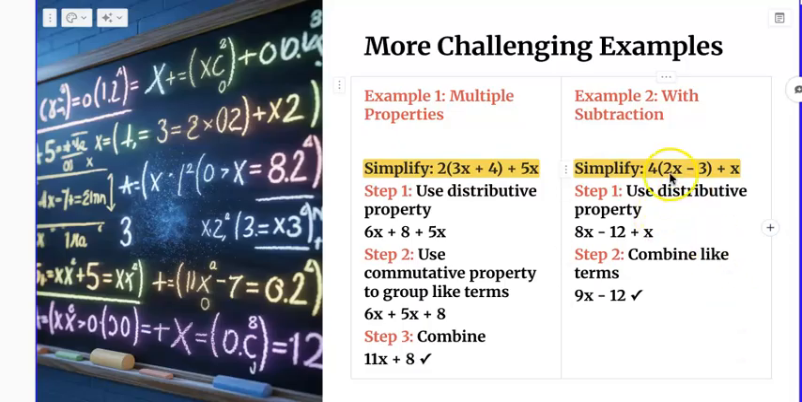And let's look at the next one. Distribute. 4 times 2x gives you 8x. 4 times 3 gives you 12.